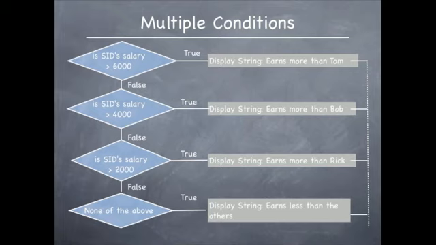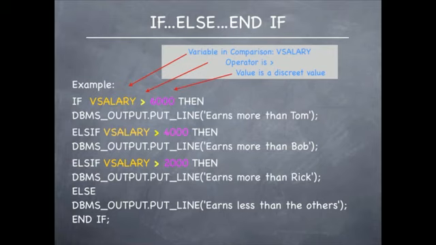If the check is false, another check is done to see if Sid's salary is greater than 2000. Once again, if it's true, the string to display is earns more than Rick. If it is false, none of the checks were true, so this is handled by displaying the string earns less than the others.